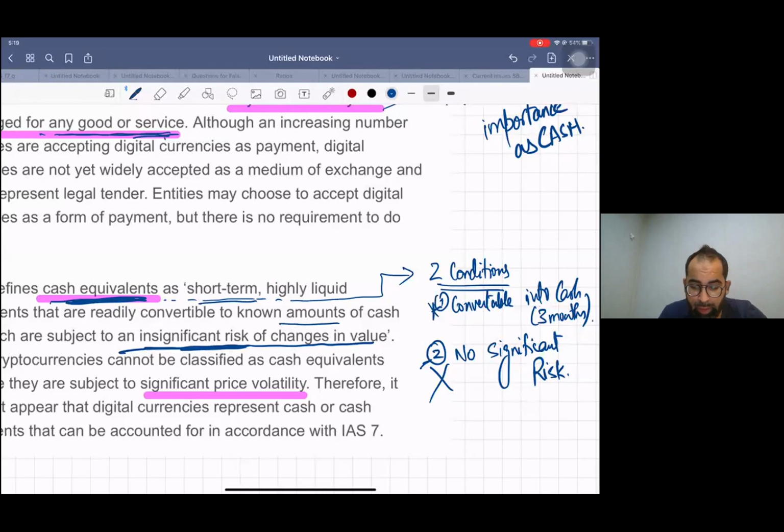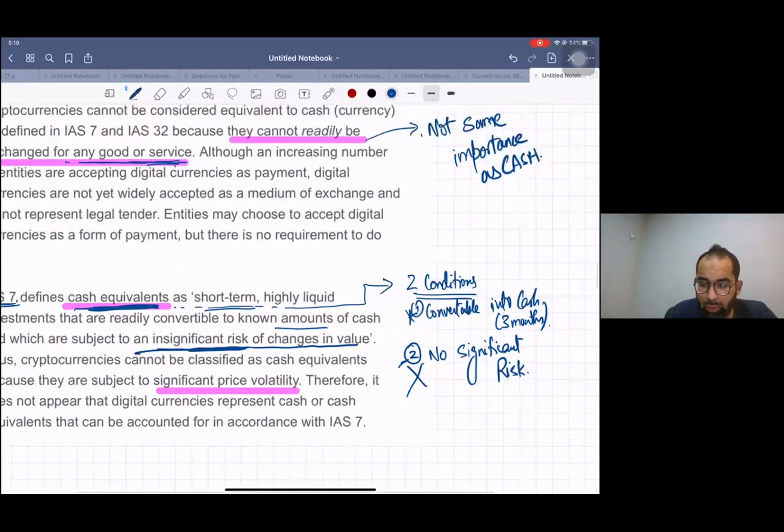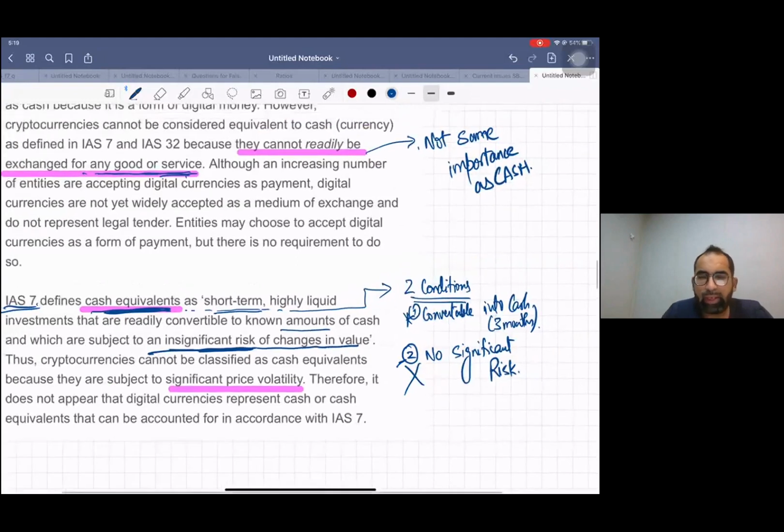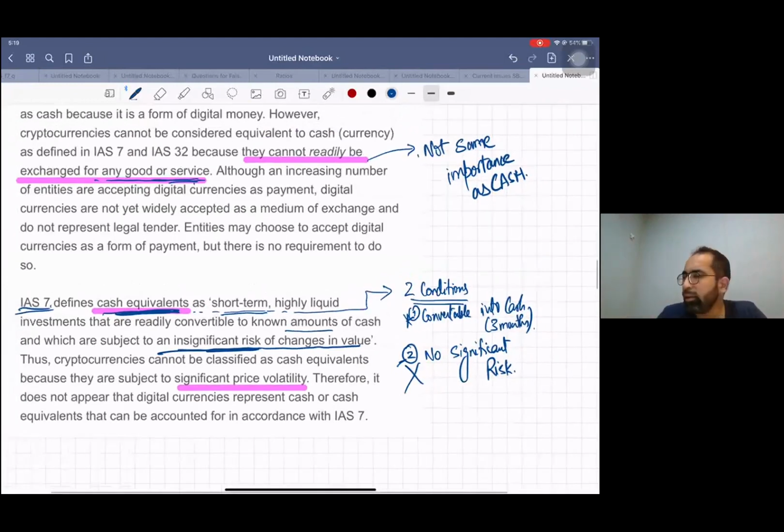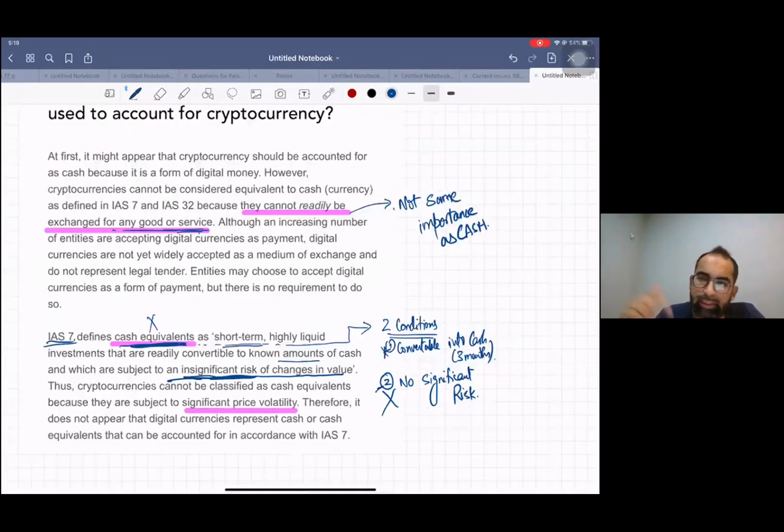And what is written? The risk should be insignificant. So again, it's not cash equivalent. So in these two paragraphs, you have seen it's not cash. Cryptocurrencies are not cash. And in the second line, we proved that it is not cash equivalent as well.